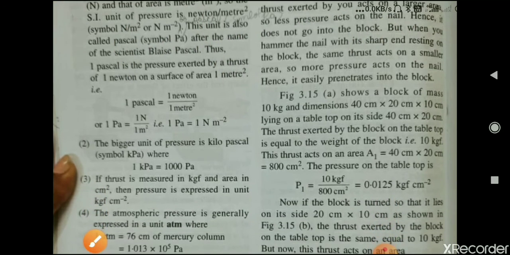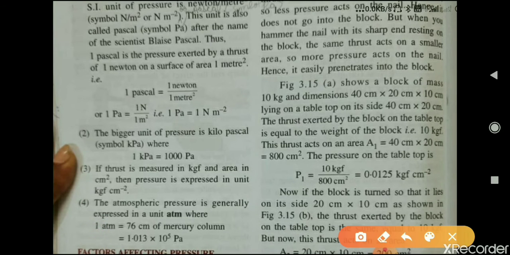Now, 1 Pascal is the pressure exerted by a thrust of 1 Newton on a surface of area 1 meter square. Means what is 1 Pascal? 1 Pascal is the thrust that acts on an area of 1 meter square. So 1 Pascal is equal to 1 Newton upon 1 meter square, or Newton per meter square. The bigger unit of pressure is kilopascal and 1 kilopascal is equal to 1000 Pascal.